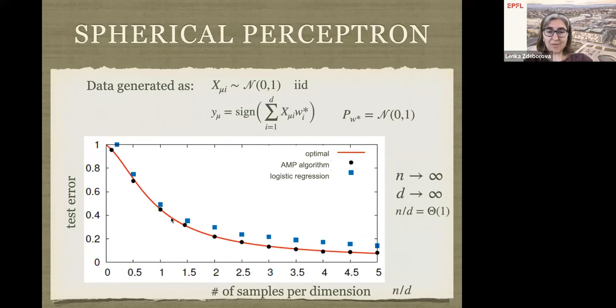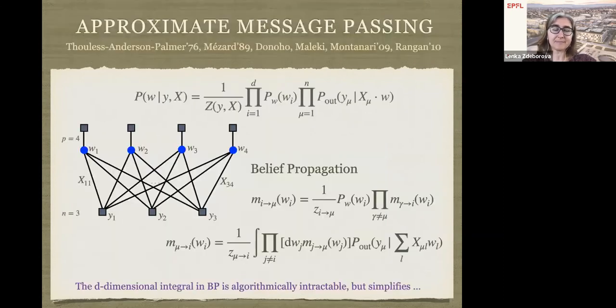The blue points are logistic regression. That's something that any student would run and get in no time if they are skilled with machine learning. And the black points are the result of an algorithm called approximate message passing, AMP. You're kind of seeing that the black points are on the red line. So let me tell you why that is and what this algorithm, AMP, is.